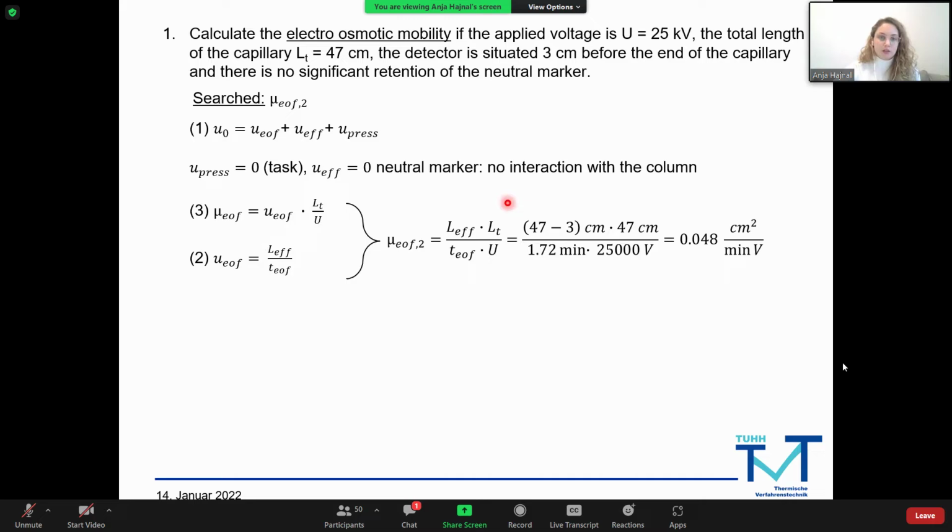So this is what we call the effective length, and we have the voltage and the time necessary for the unretained compound to pass through the column, which is given in the table on page 2. So we have 1.72 minutes migration time for our neutral marker. And taking all these values, you should get that the electroosmotic mobility is 0.048 centimeters square per minute volt. All right.